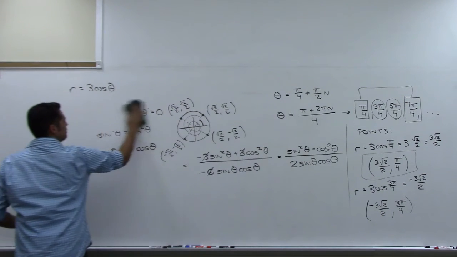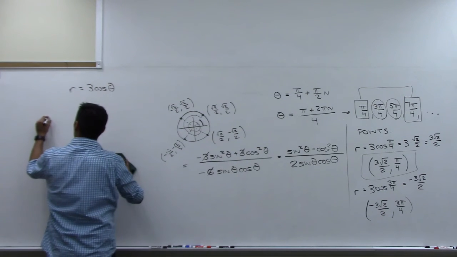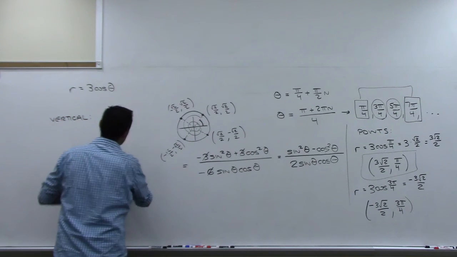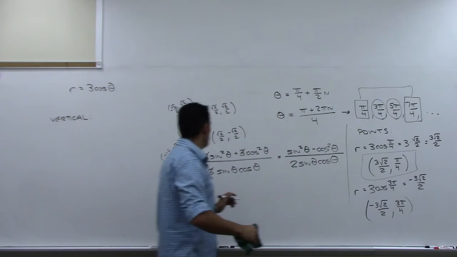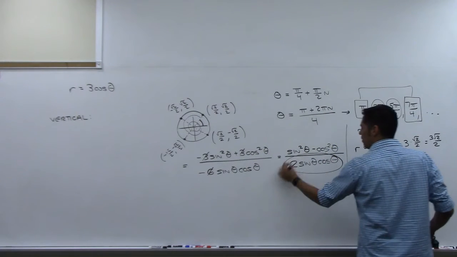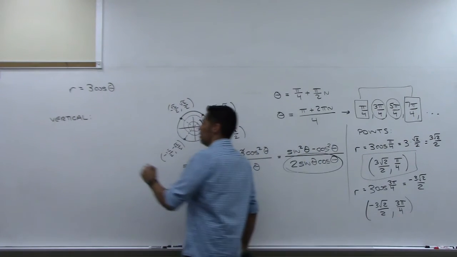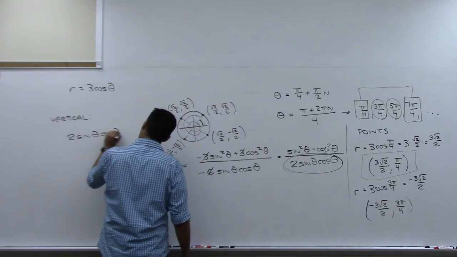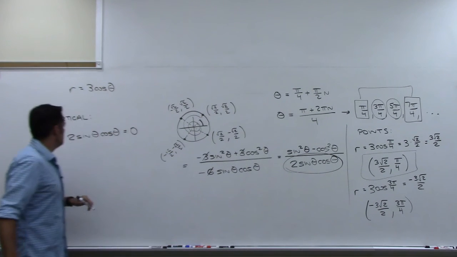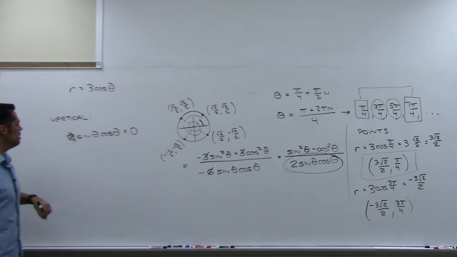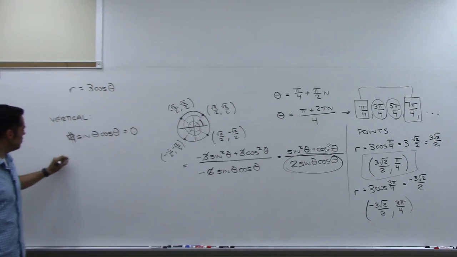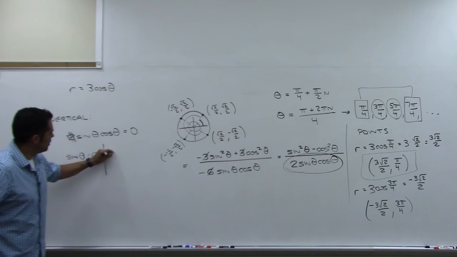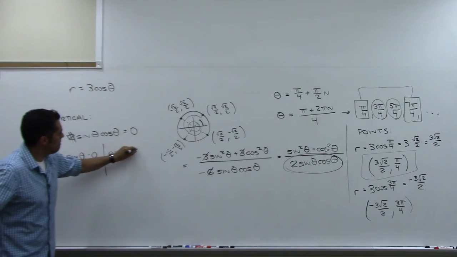Where is it vertical? Well, we will have vertical tangent lines whenever the denominator of the derivative is 0. So this right here, we have to set that to 0. So 2 sine theta cosine theta equals 0. So just divide both sides by 2, it's gone, and then just set each of those equal to 0. So sine theta equals 0, and the other one is when cosine theta equals 0.